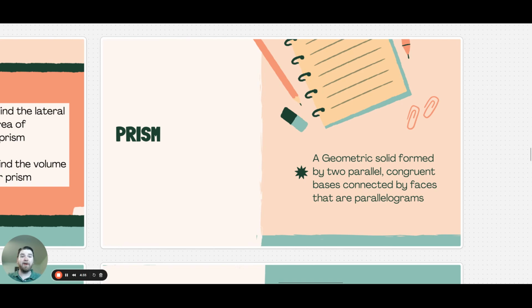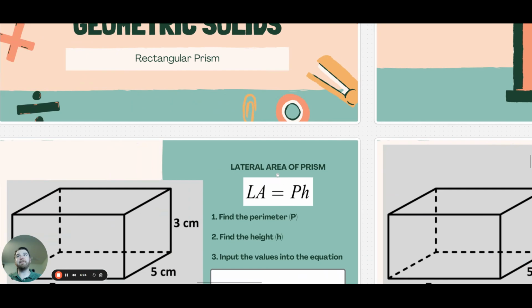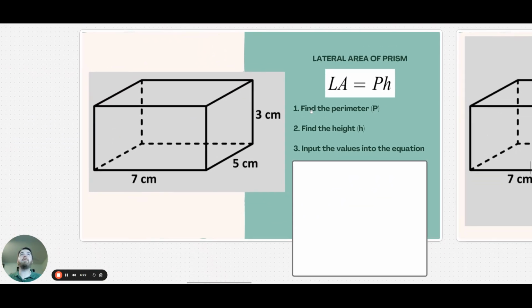So in this case here, we're going to have a rectangle. It's going to kind of look like this right here. And then what you're going to do is connect by a whole bunch of parallelograms, which in this case today is just going to be a bunch of rectangles. So when we look at this, we have the lateral area of a prism. The lateral area of a prism is just perimeter times height.